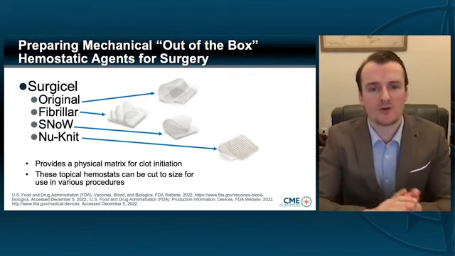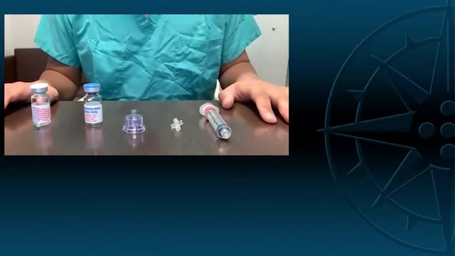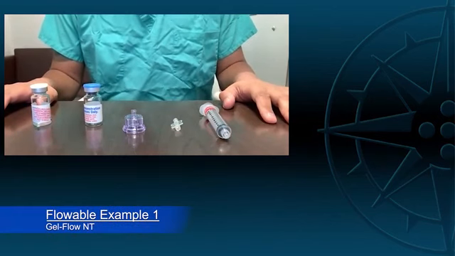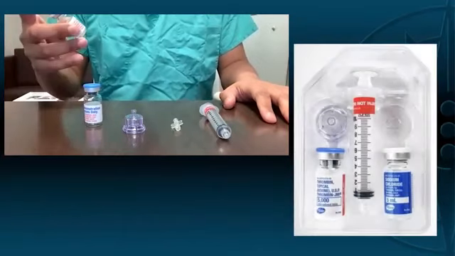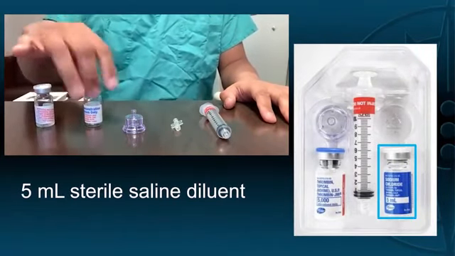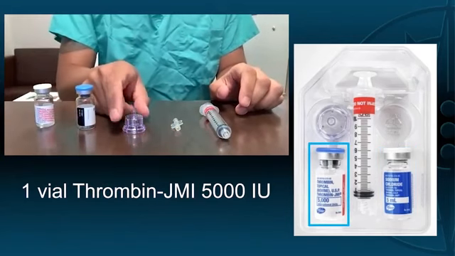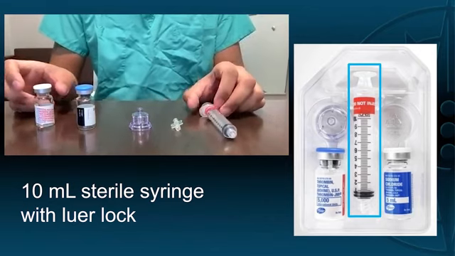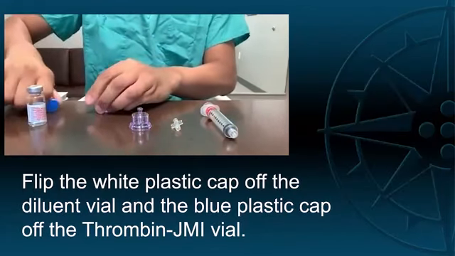So, Mike, why don't you go into some flowable preparations now? Sure. Before preparing the Gel Flow NT, you also require Thrombin-JMI. When you open the package, you will see a vial of sodium chloride. You'll see the actual thrombin, another vial. You'll have a transfer device, a sterile syringe also. So what you're going to want to do is pop off the tops of both of your vials.